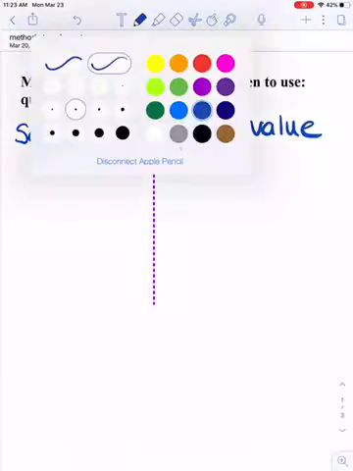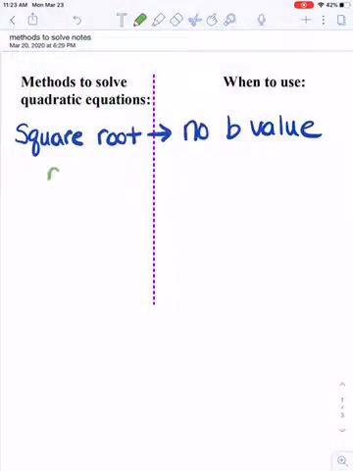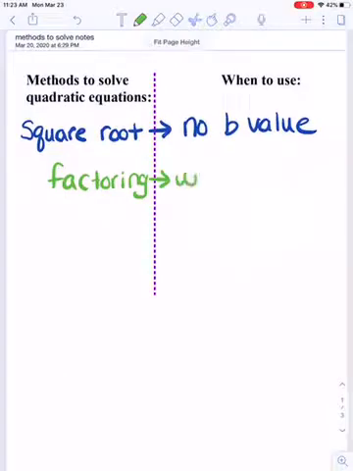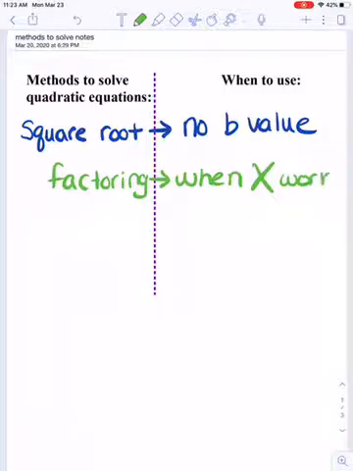The next method we talked about was factoring to solve. Again, I would just use factoring when my x works. So if there is a b value, I would think, well, next I'm going to try factoring, and I'm going to see if my x works. If I can find two numbers that multiply to the top and add up to the bottom, if it works, then I would go ahead and proceed with factoring to solve.